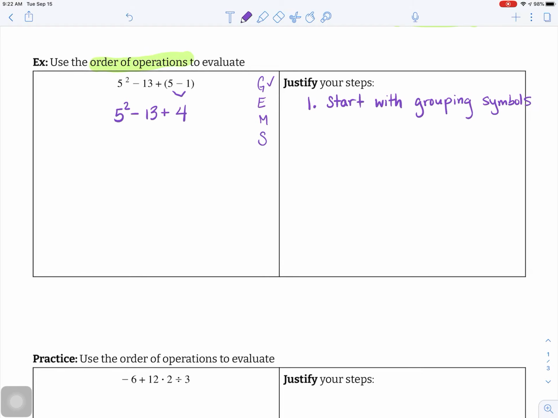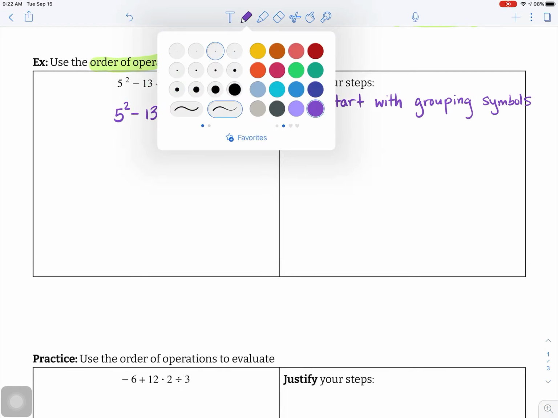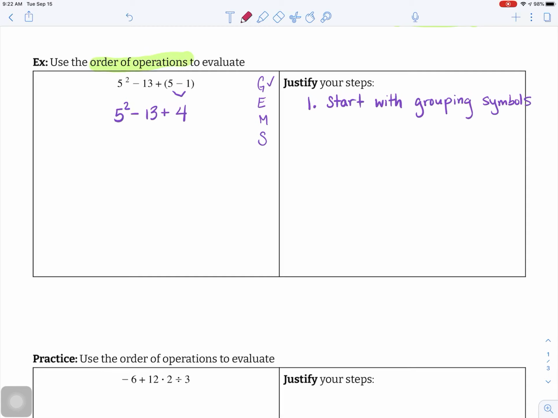And that's all I would need to write, right? Start with grouping symbols. That's what I did. I started by taking 5 minus 1. Now notice how I don't have to get super detailed by saying, start with the grouping symbols where you take 5 minus 1 and that result is 4. If you justify your steps by just saying start with the grouping symbols, people can look at your work over here, which is another way to communicate in mathematics, and they can see that when you say start with grouping symbols, you're starting with those parentheses there.